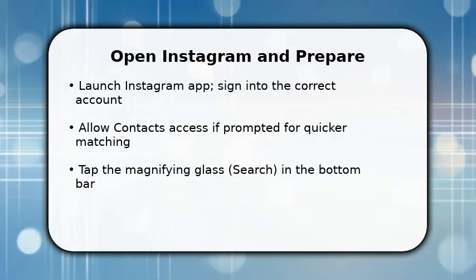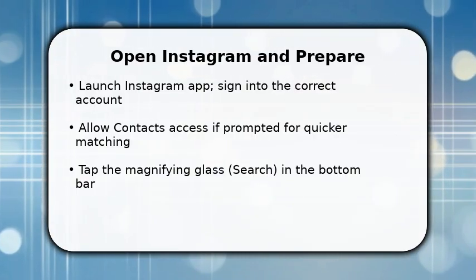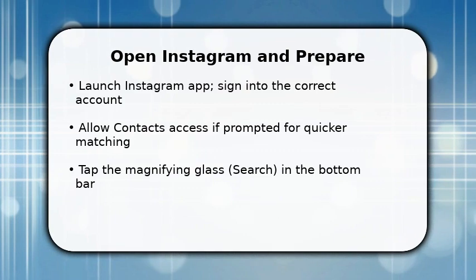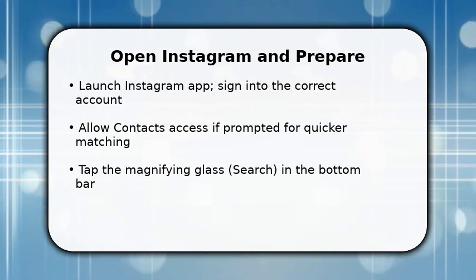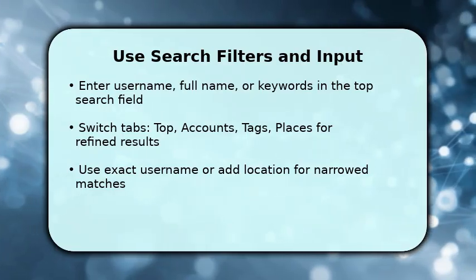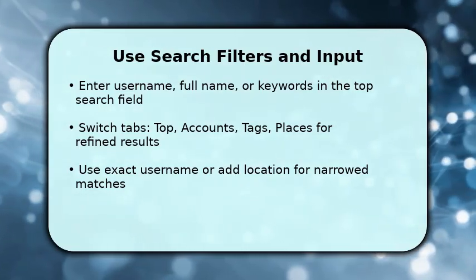You'll see the search field at the top. Tap into it and get ready to enter a name, username, or company to locate the contact quickly. You type the person's username or full name into the search box. Usernames yield the most precise results, while full names can match multiple accounts.